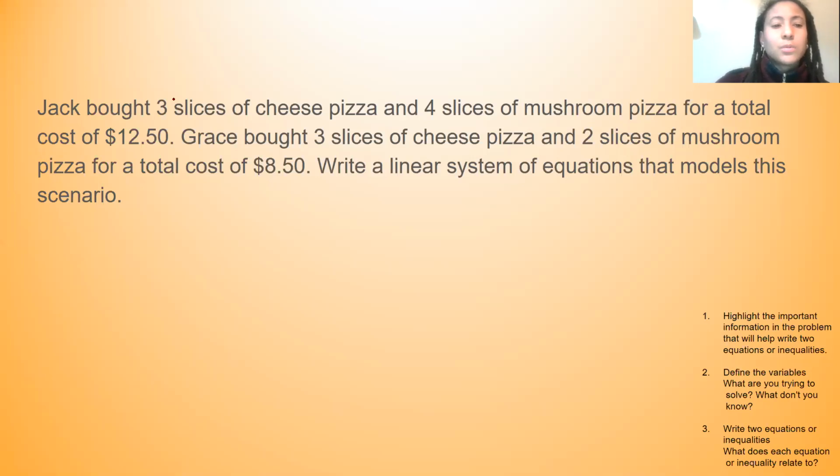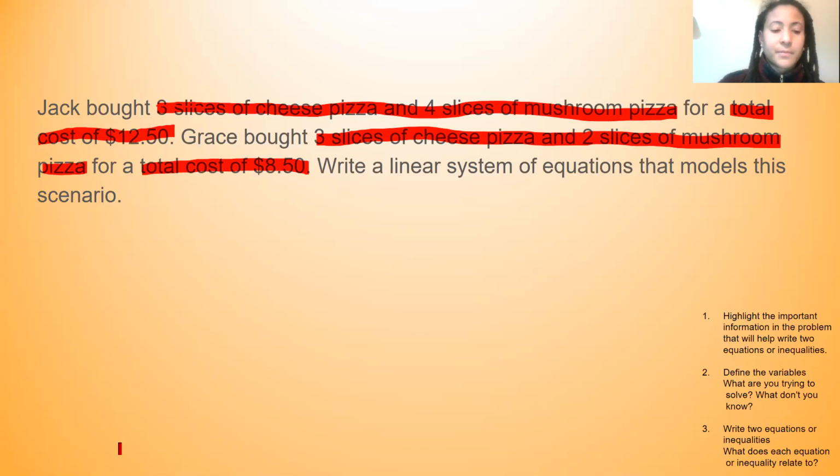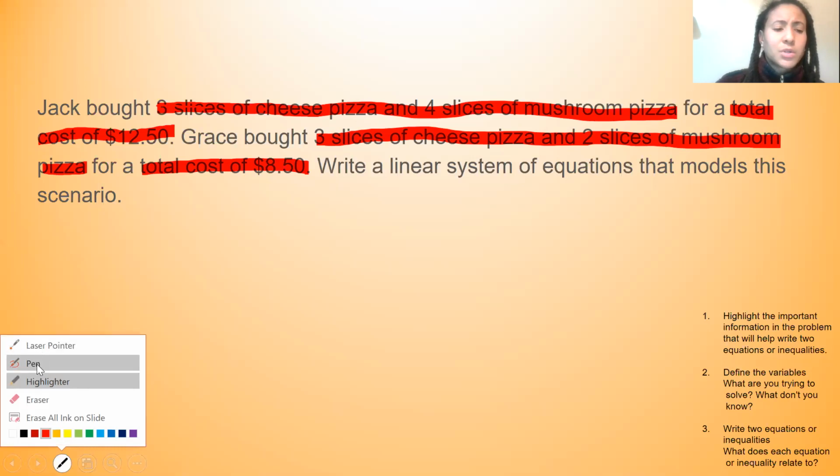All right. So we know that we have 3 slices of pizza, cheese pizza, and 4 slices of mushroom for a total of $12.50. Then we also have 3 slices of cheese pizza and 2 slices of mushroom pizza for a total cost of $8.50. So this problem looks a little bit different. What do you think we need to do in this case?